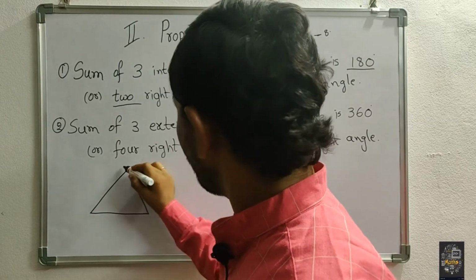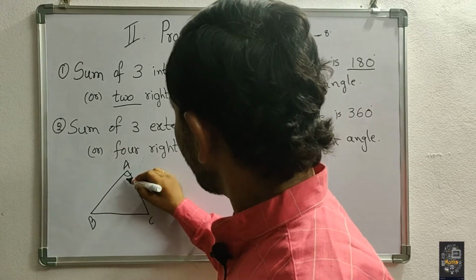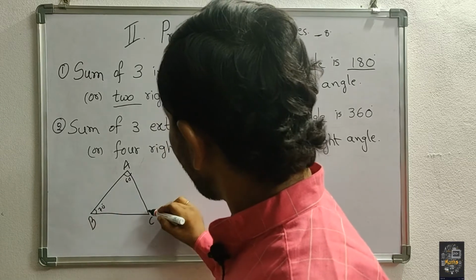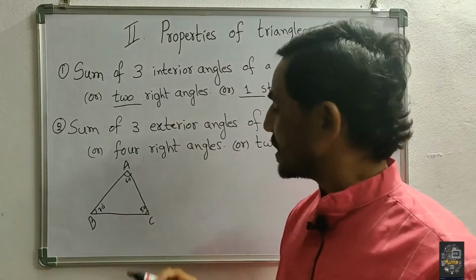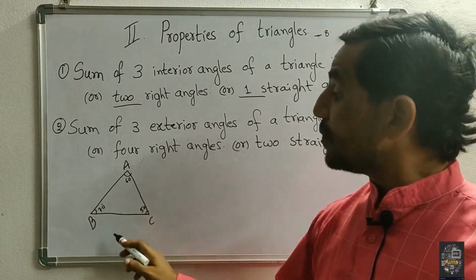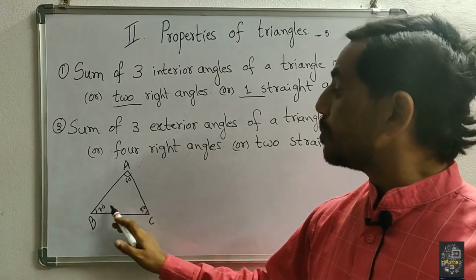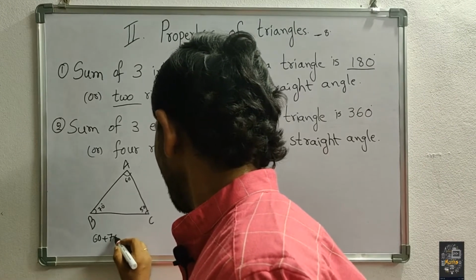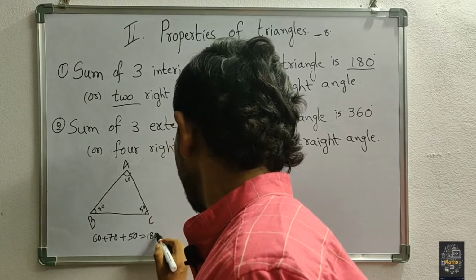This is a triangle ABC. Angle A I am taking 60 degrees, angle B 70 degrees, and angle C is equal to 50 degrees. So the sum of the three interior angles of a triangle, 60 plus 70 plus 50, is equal to how much? 60 plus 70 plus 50 is equal to 180 degrees.